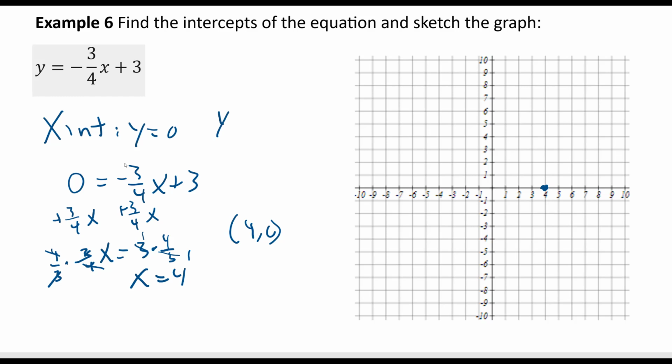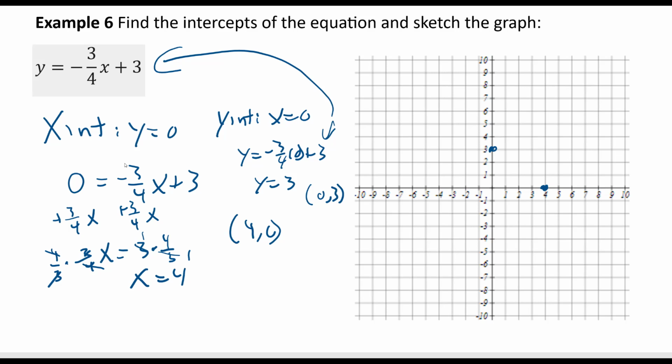And then for the y-intercept, set x equal to 0. So y equals -3/4 times 0 plus 3, or y equals 3. So 0 comma 3 is the other point. By the way, see there's a 3 here? Same thing as that 3 there, same thing as that 3 there. So in this form, that's called the slope-intercept form, where this is the y-intercept. So we get a graph like that.